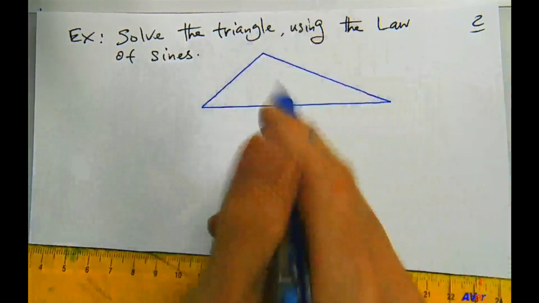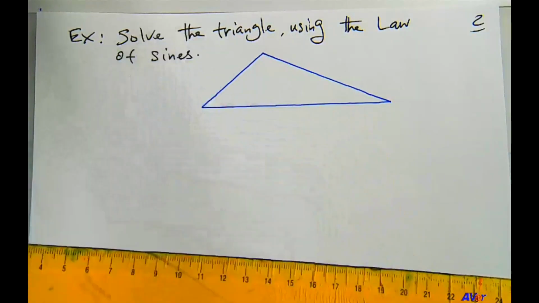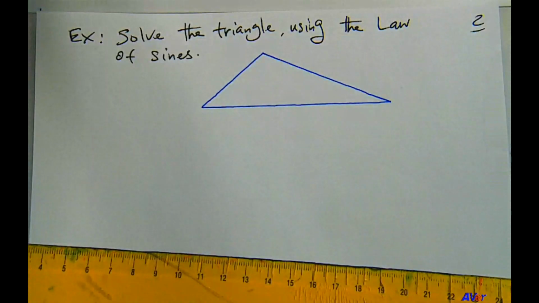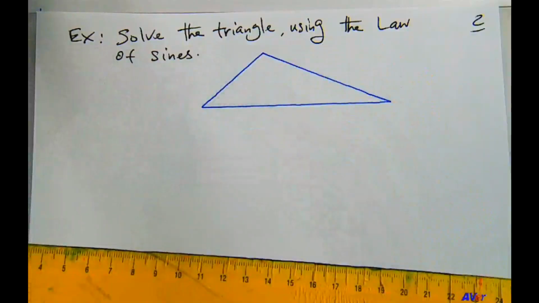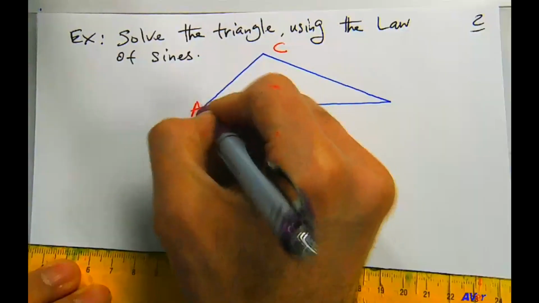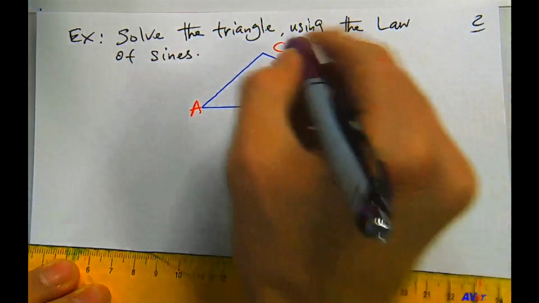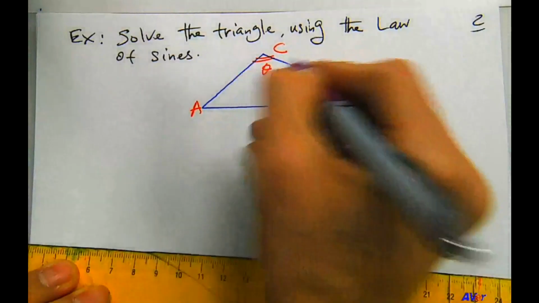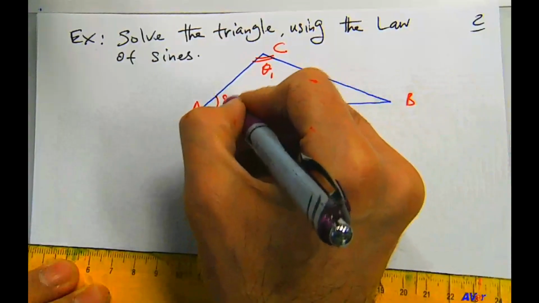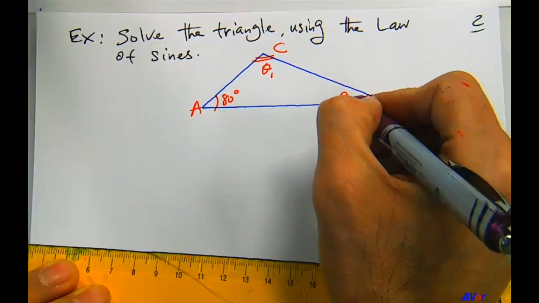By the way, please remember, when we're solving a triangle, we need to figure out the length of all the missing sides and the measure of all the missing angles. Okay, so that's when we say solve a triangle, that's what we mean. So this is vertex C, A, and B. And then let's call this theta 1. This is 80 degrees. Let's call this theta 2.